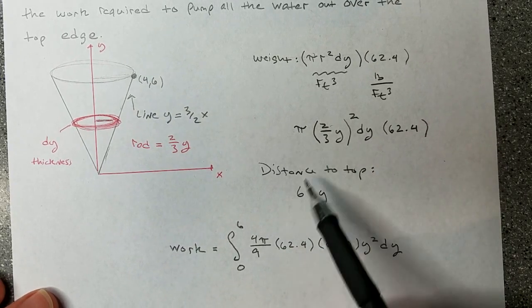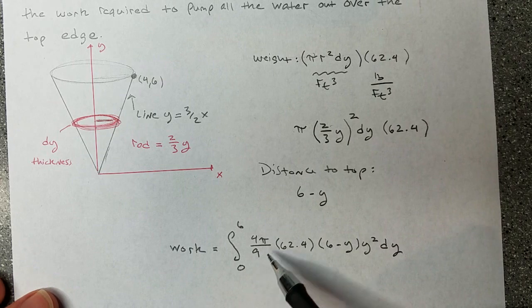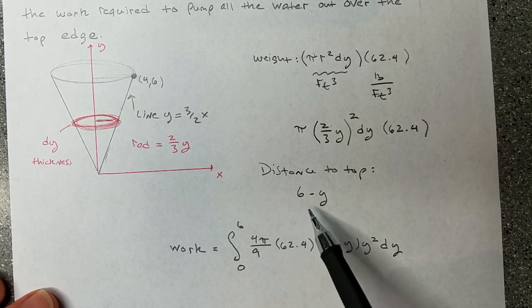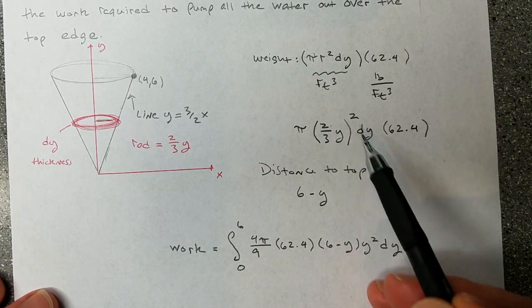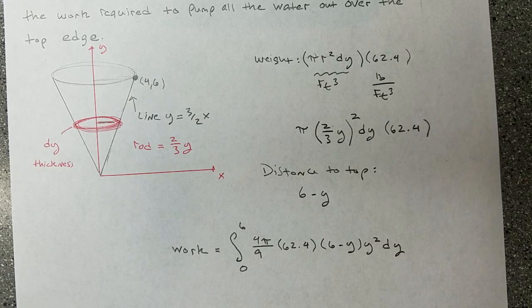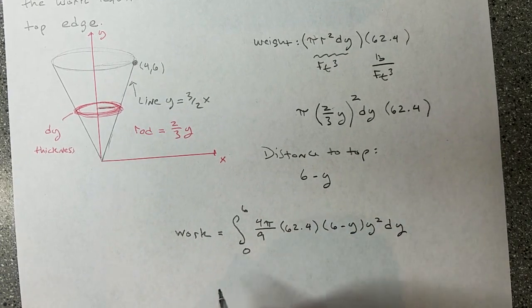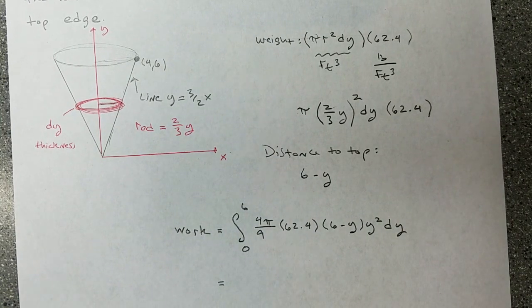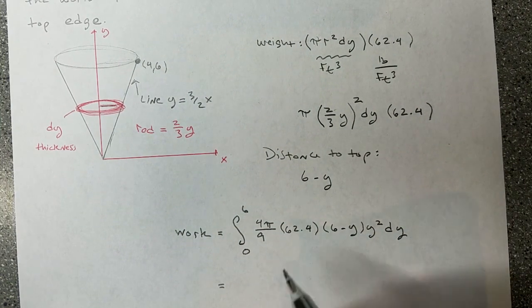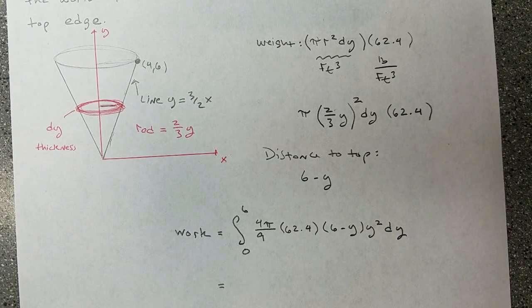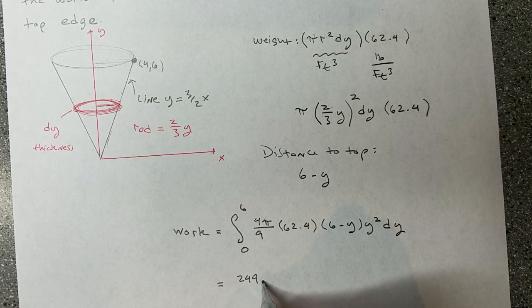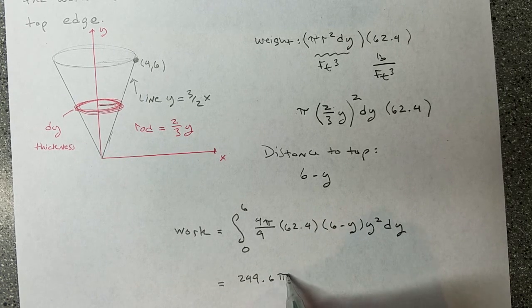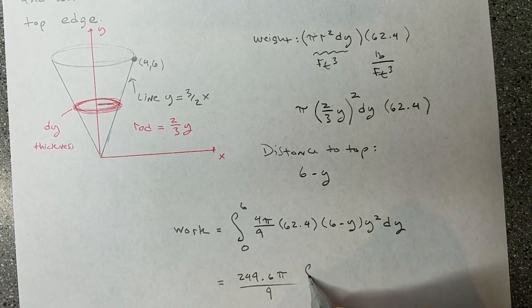So I got the pi, 2/3 squared, that's 4 over 9. 62.4, I got that. 6 minus y, I got that. And this whole thing gets squared, so I'm also going to have a factor of y squared. Okay, so let me pull all these constants out because it seems convenient at this point. I think I'll go ahead and multiply that 62.4 times 4, though. Let me tell you what I get: 249.6 pi over 9.